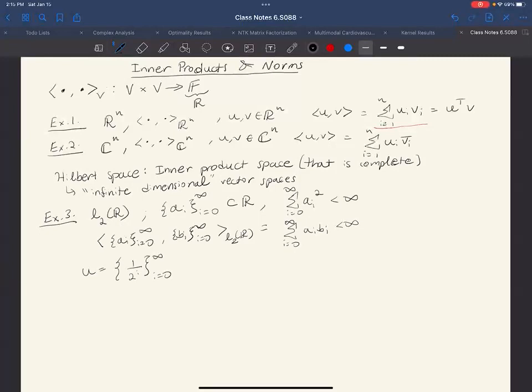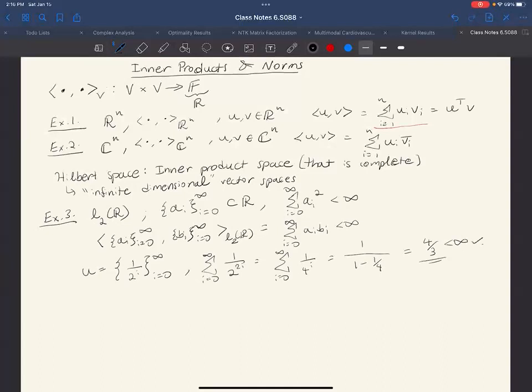So if I look at the squares of some of the sequence, first I have to check, does U belong to L2 of R? And it does. So I'll have the summation from i equals 0 to infinity of 1 over 2 to the 2i, which is just the summation from i equals 0 to infinity of 1 over 4 to the i. And for those of you who remember geometric sums, this is just 1 over 1 minus 1/4. This is 4/3, so this is less than infinity.